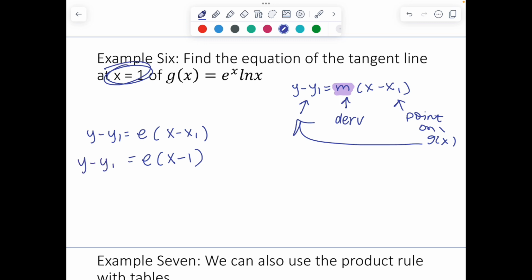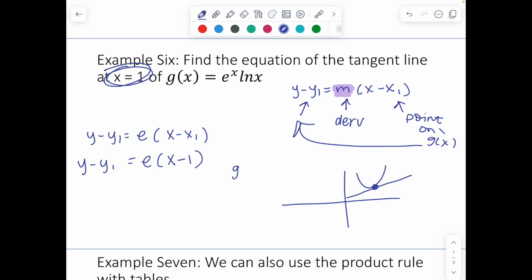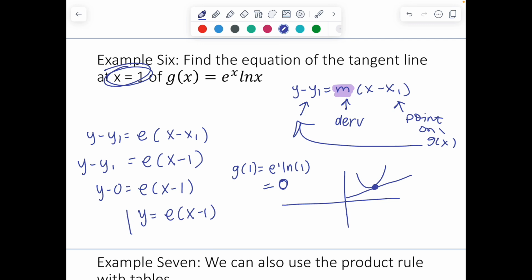y1 point. And if you think about your function, anywhere you would draw a tangent line, the original function and your tangent line share that point. And so if I want to find out what y1 is, I just have to plug it into the original function. So I'll just plug g of 1 in, e to the 1 power over the natural log of 1. And this is going to equal 0 because the natural log of 1 is 0. So this will be y minus 0 equals e times x minus 1, which you could just say y equals e times x minus 1. So that is the equation of the tangent line.